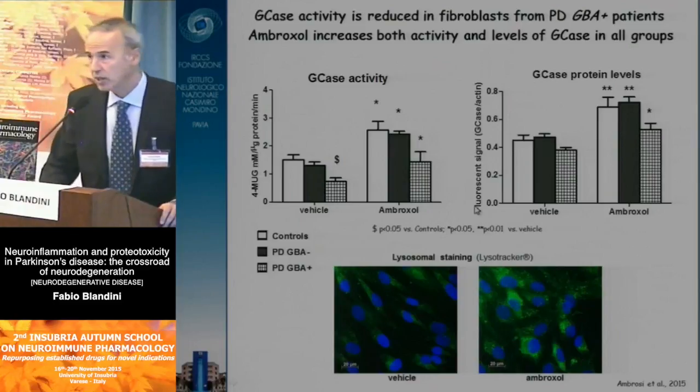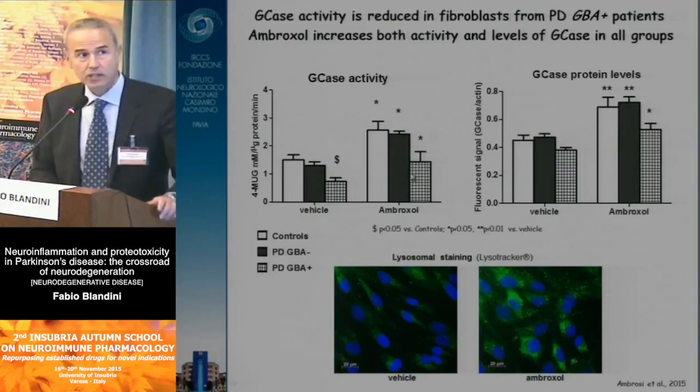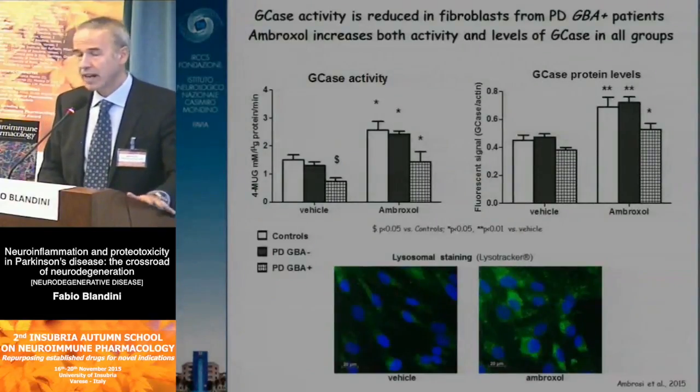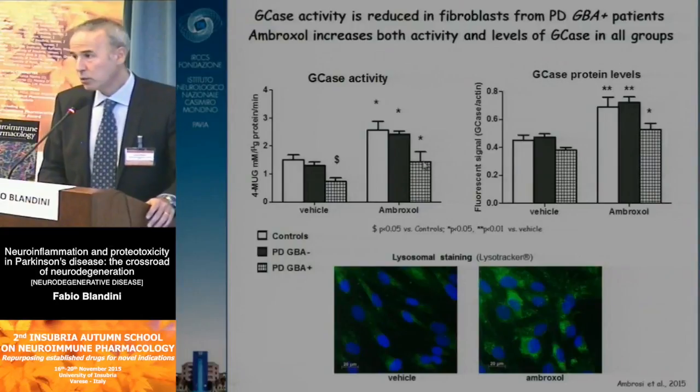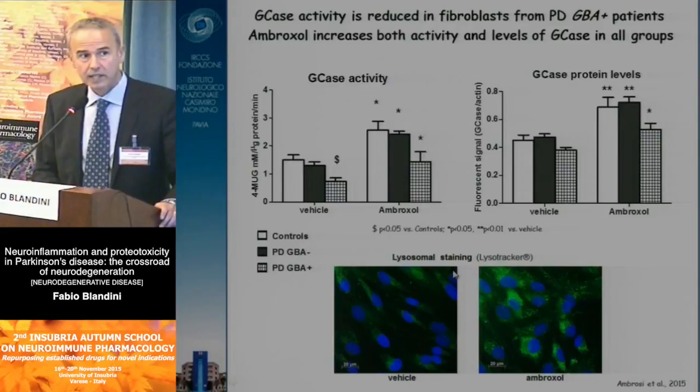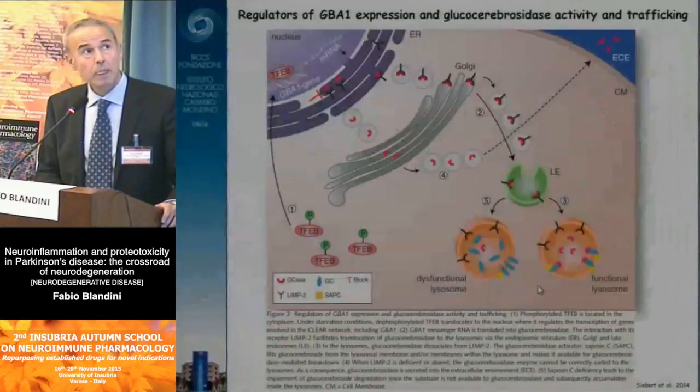When we give Ambroxol to the fibroblast in culture, you can see how both the activity and protein levels increase dramatically. Again, confirming Shapiro's findings in all the groups, regardless of the pathological or normal condition. And this is a lysosomal staining for the lysosomal mass, which also shows you graphically how the lysosomal mass is increased after incubation of fibroblasts with Ambroxol.